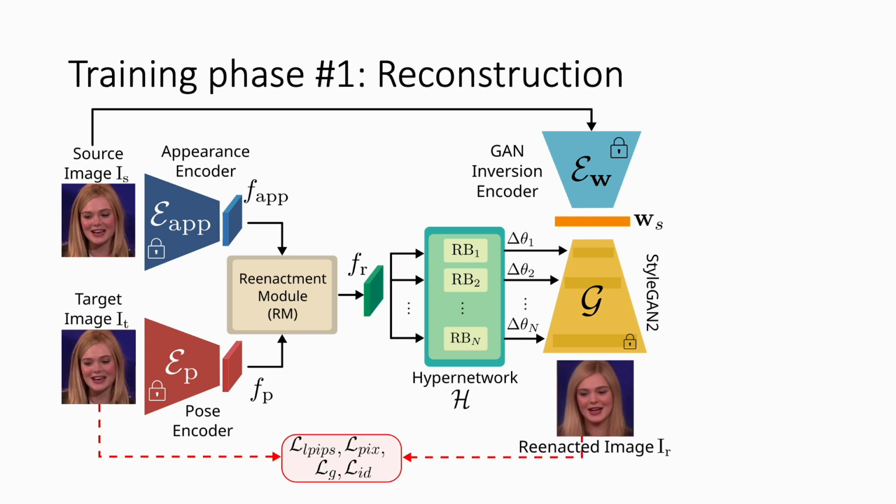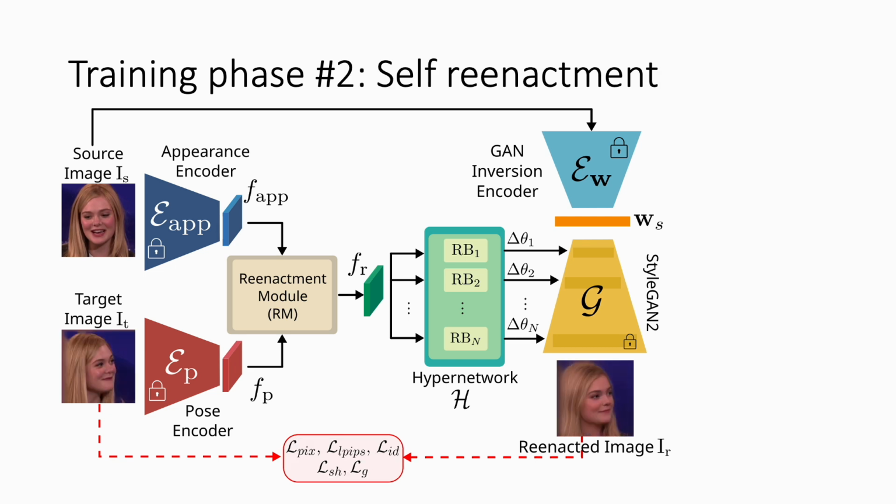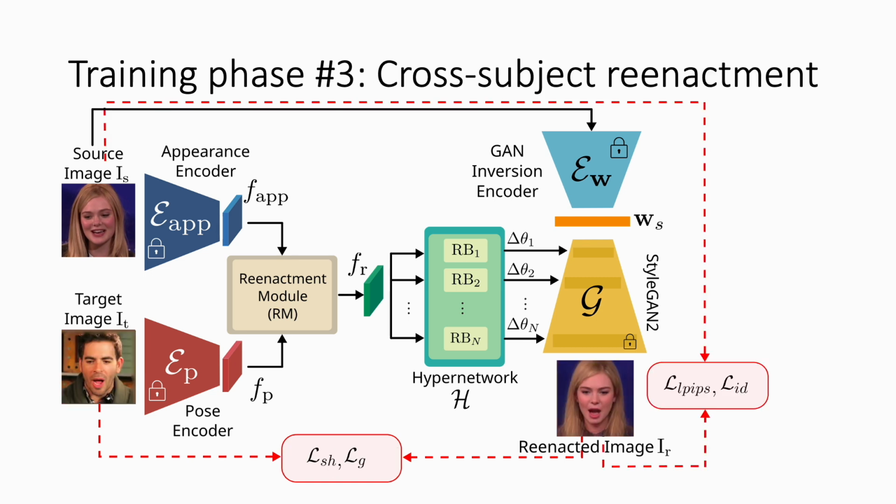We train our hypernetwork using a curriculum learning scheme where we gradually increase the complexity of the training data. We first train our network on a real image reconstruction task where the source and target faces are the same. During the second training phase, we train our model on self-reenactment, where the source and target faces have the same identity but different facial pose. Finally, we fine-tune our model on cross-subject reenactment, where the source and target faces depict different subjects.